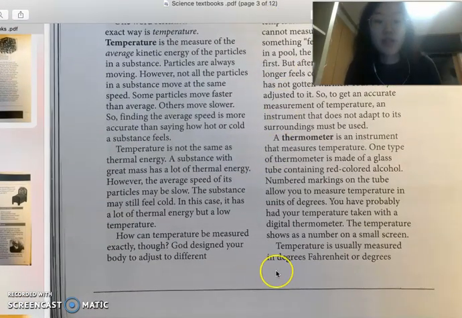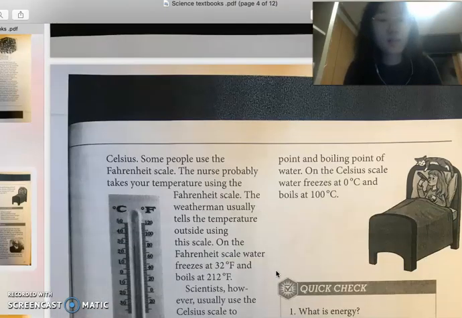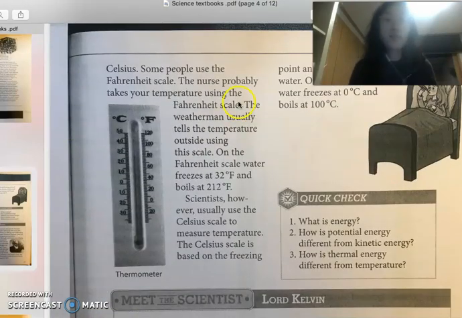Temperature is usually measured in degrees Fahrenheit or degrees Celsius. Some people use the Fahrenheit scale. The nurse probably takes your temperature using the Fahrenheit scale in the United States. The weatherman usually tells the temperature outside using this scale. On the Fahrenheit scale, water freezes at 32 degrees Fahrenheit and boils at 212 degrees Fahrenheit.